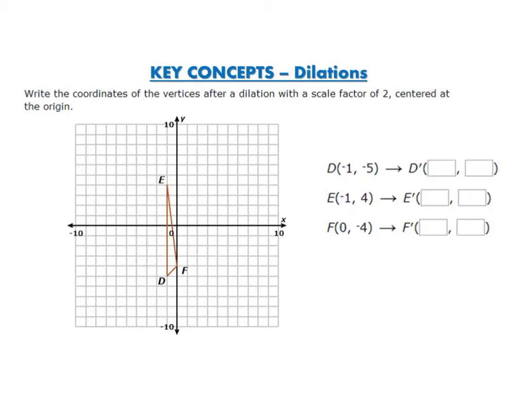Okay, the second assignment in dilations is to write the coordinates of the vertices after a dilation. So all you have to do is write down the numbers after you've either multiplied by a whole number or divided by the fraction. So each one of these numbers I'm going to multiply by 2. So I'm going to have -2, -10, -2, 8, 0, -8. I multiplied each one of the numbers, the original values, by 2.